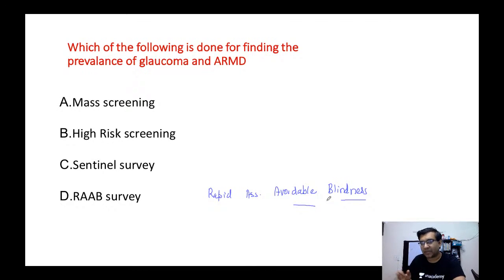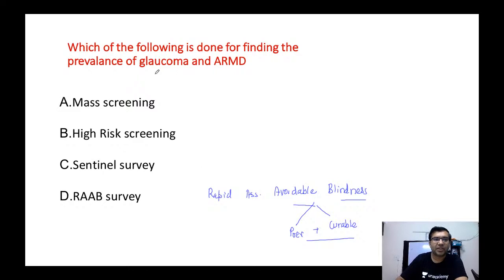So this is the preventable blindness. And then the second one is curable blindness. Curable blindness means, let's say the patient is having blindness because of cataract and we do the surgery and this blindness is reversed. This is called a curable blindness. So both the preventable, are you getting my point, Rahul? Both the preventable as well as curable, when we add them, this is called avoidable blindness.